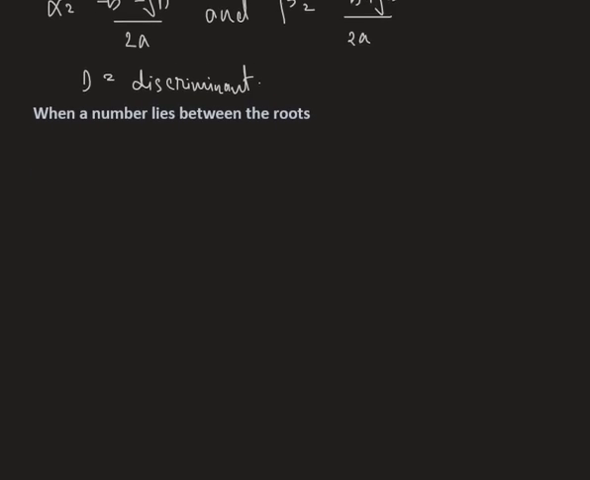Now we come to the first condition, when a number lies between the roots. If a number k lies between the roots of a quadratic equation f(x), then the equation must have real roots and the sign of f(k) is opposite to the sign of a.